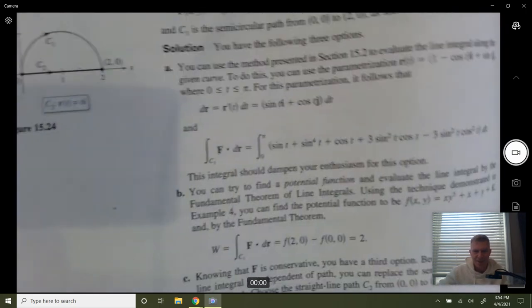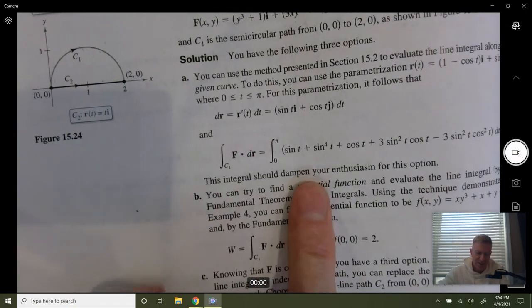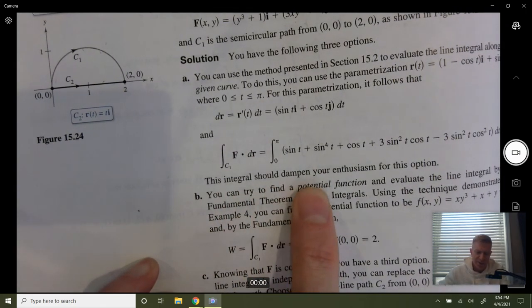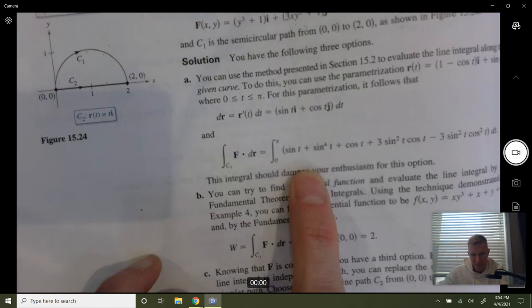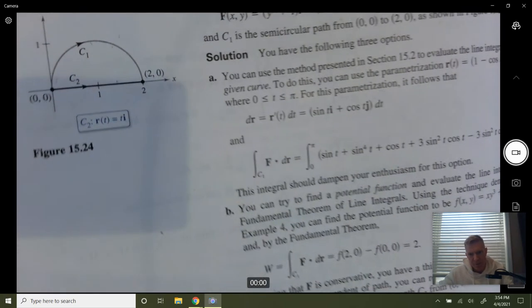The book, they got jokes. They say once they get to "calculate this integral," it should dampen your enthusiasm for this option. So we're not going to kill ourselves on this option. We got two other options that are going to be better.